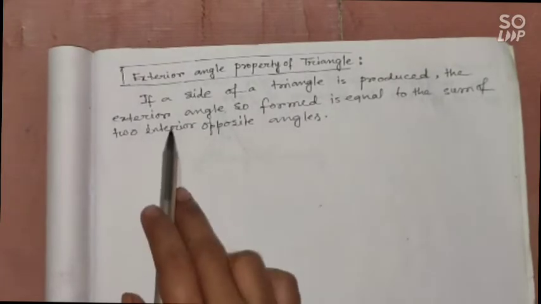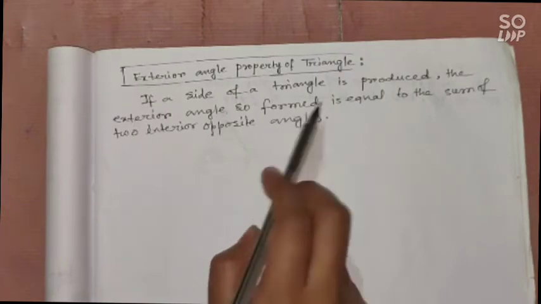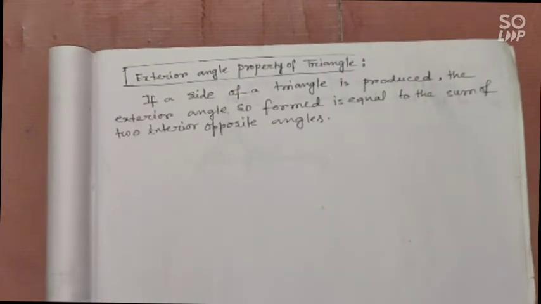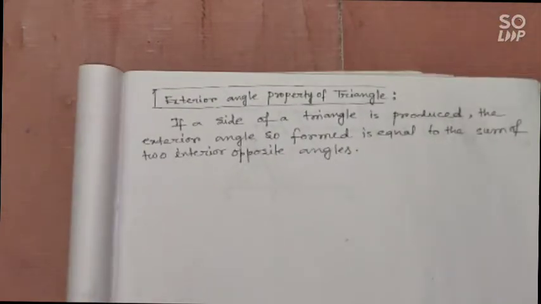So what is the property? If a side of a triangle is produced, the exterior angle so formed is equal to the sum of two interior opposite angles. If we produce a side of a triangle, the exterior angle formed is equal to the sum of two interior opposite angles. You know that the exterior angle has two interior opposite angles, so that exterior angle is equal to their sum. Now we will prove this property.